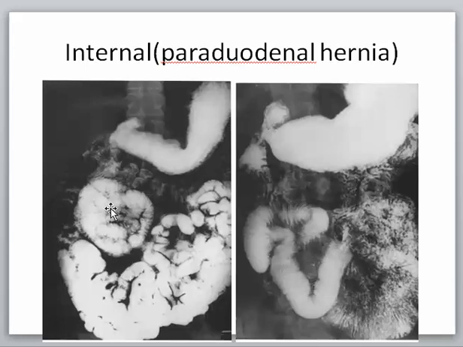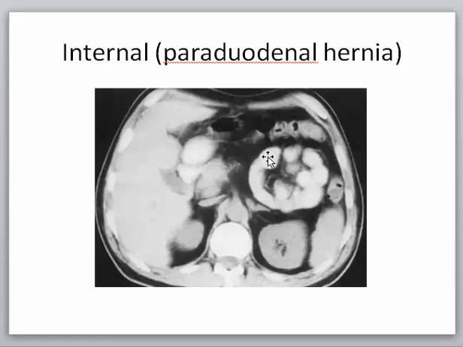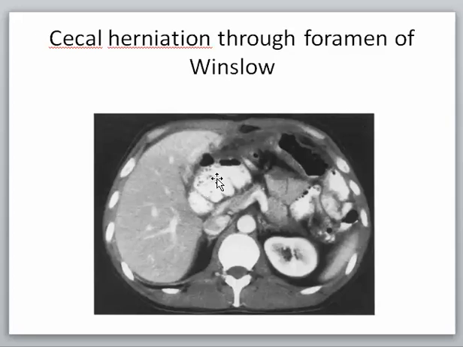It could be on the right, and they call it right paraduodenal hernia. It could be on the left, and they call it left paraduodenal hernia. But expect it if you find loops conglomerated together, focal loop dilatation, change of caliber, and fixed in position. This is internal hernia. And this is internal hernia. This cecum is seen through the foramen of Winslow behind the stomach, and this is called internal hernia.